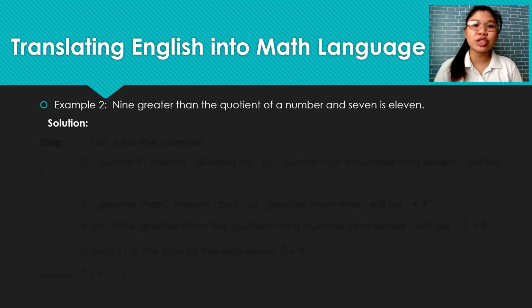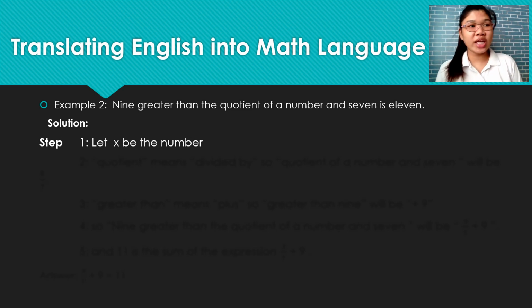So again, for the first part of the solution, have a proper representation. For example, let x be the number, but you can also let j be the number. That's my favorite letter because my name is Jewel. If your favorite letter is M, then let M be the number. As long as your representation is right, it's okay.